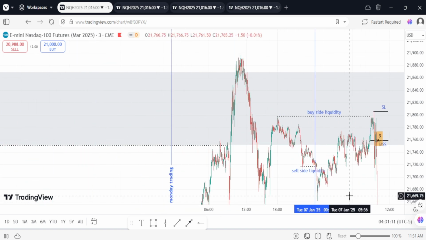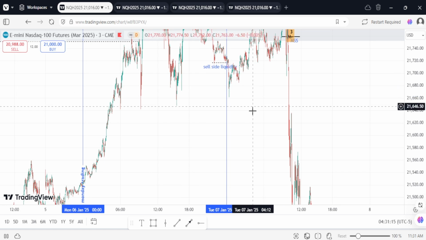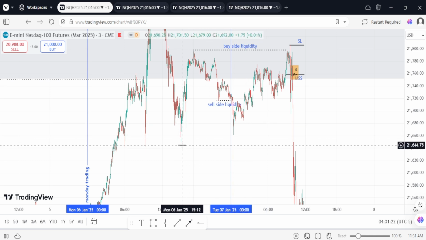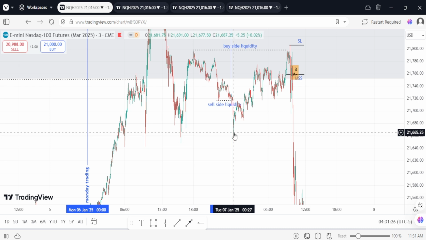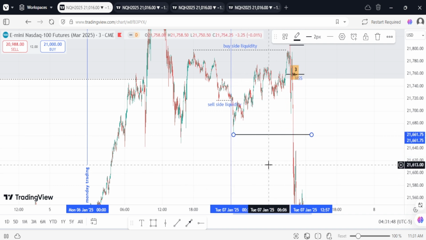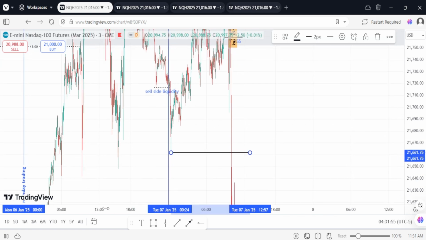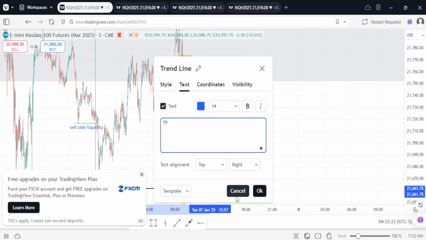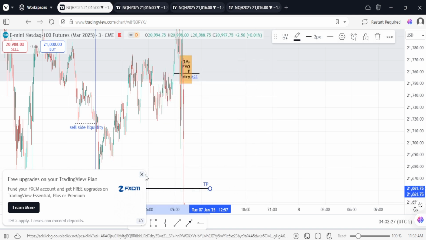For our target, we are going to look for an old low which has formed. It can either be the old low of that trading day or an old low of a previous trading day. So we are going to mark this old low that formed on Tuesday as our target. As ICT mentioned, we should look for low-hanging fruits, targets that can easily be hit. So as we are learning, let's look for those low-hanging fruits, and I'll mark this as my take profit.